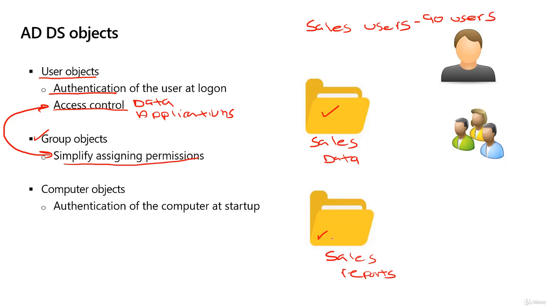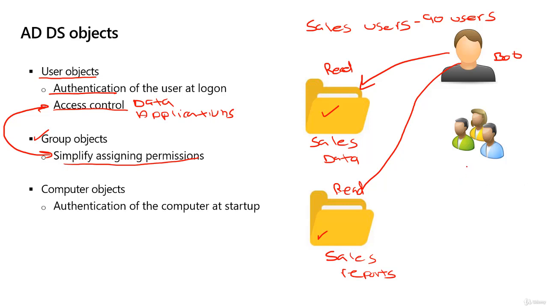What you could do, which would be extremely painful, is go to this sales data folder and assign permission to these 90 users individually. So if this is Bob, I could say, Bob, you have read access to this folder. Bob, you have read access to this folder. But then you have to do that for the other 89 users, and you have to do it for every single piece of data you want them to access. That is incredibly inefficient. So instead, what we would do, we would create a group.